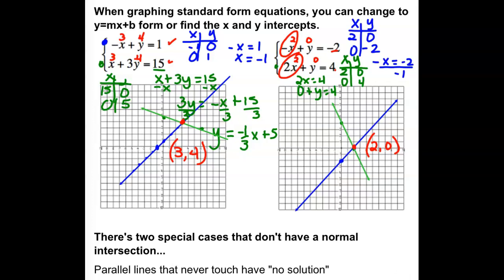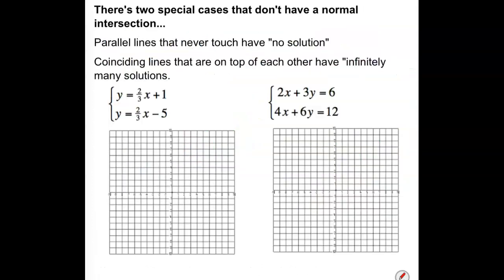All right, now there are two special cases that don't have a normal intersection. We're going to look at those next. The first situation is parallel lines. They never touch, so if we're trying to find where two lines intersect, we aren't going to be able to find it if they're parallel.